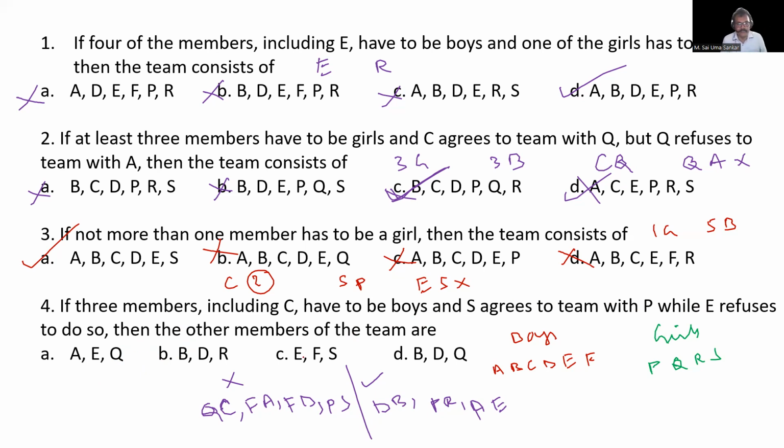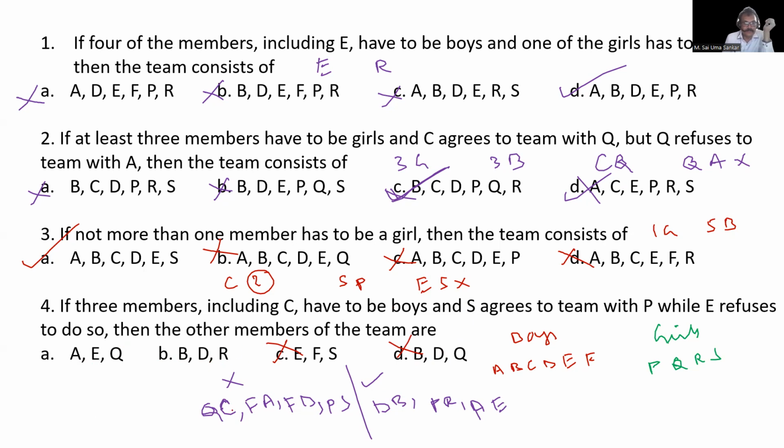Remaining 2 members must be boys. AE, BD, EF, BD, that is valid. If B is there, D must be there. Yes. AE. If E is there, A must be there. Leave it. BDQ is highly impossible. Why? Because Q and C cannot go with each other.